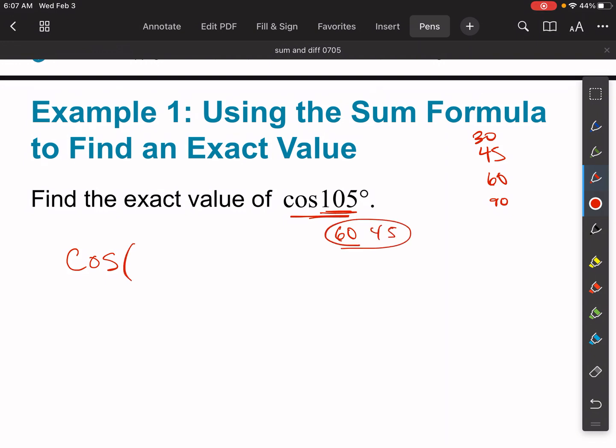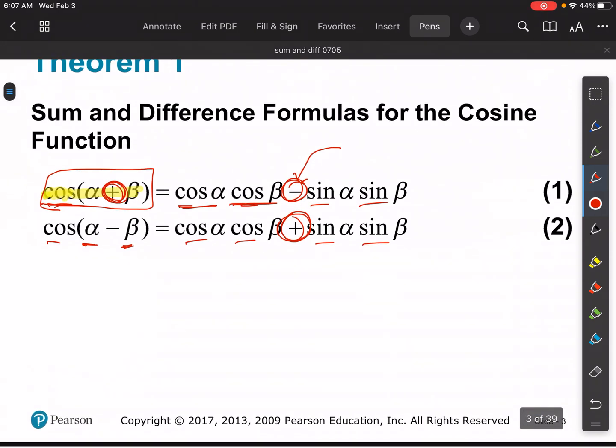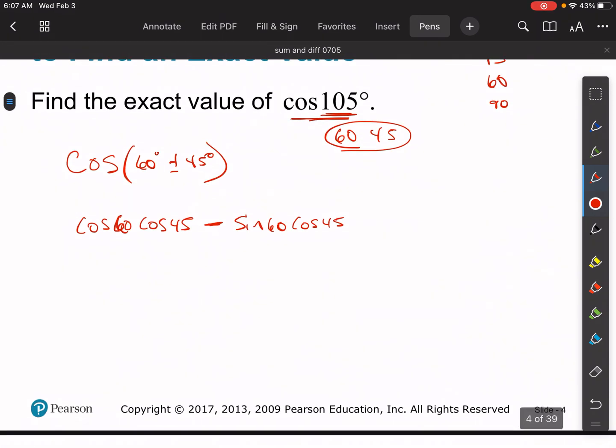So I can say this is the same thing as the cosine of 60 degrees plus 45 degrees. Now what I'm going to do is use my sum formula, which tells me that it's the cosine of 60 times the cosine of 45 minus, because it's the opposite sign, the sine of 60, the sine of 45. Now remember, it's cosine of alpha, cosine of beta, sine of alpha, sine of beta, so the pattern stays the same. In the other one it does not.